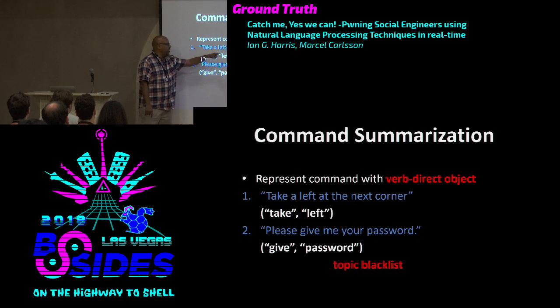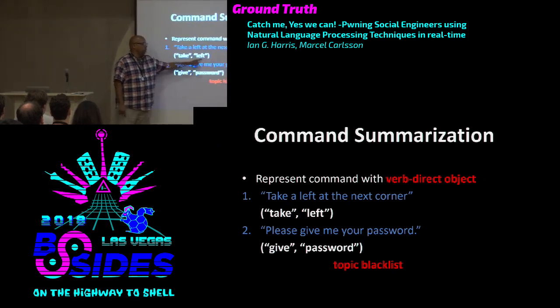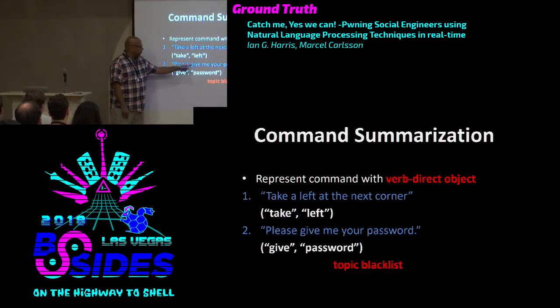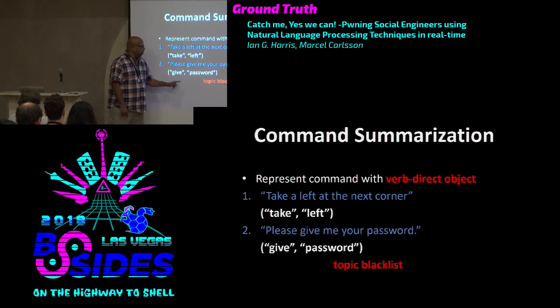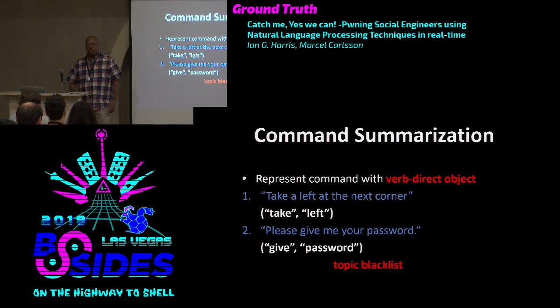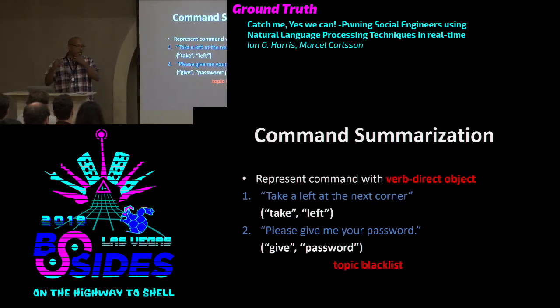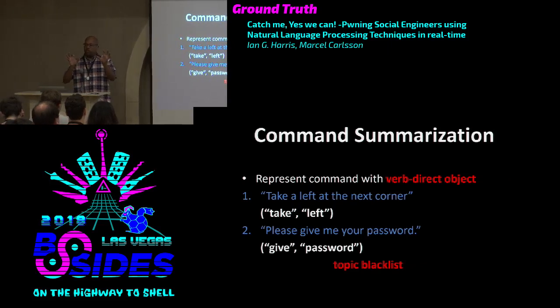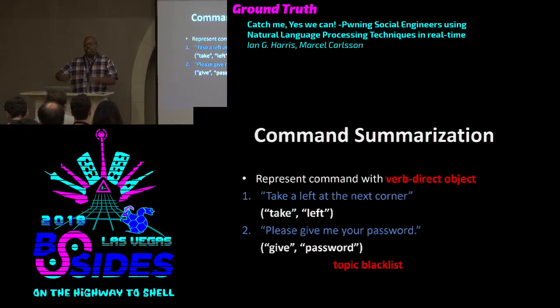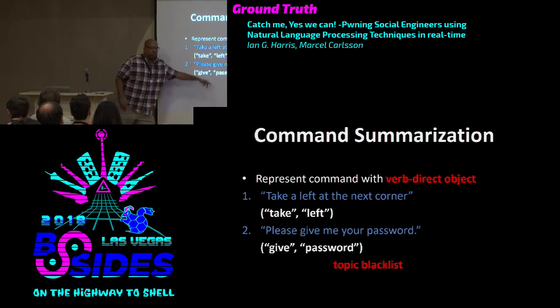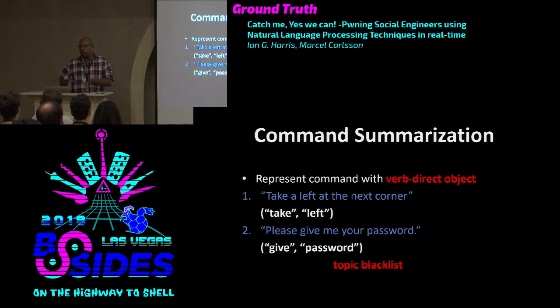So for instance, take a left at the corner. Take is a verb, left is the direct object. Please give me your password. Give is a verb, password is a direct object. So we take the command, find the verb direct object pair, and then we have a blacklist of bad verb direct object pairs. If somebody says give password, that is bad. Right? And we flag that. We look it up in the blacklist, and if we see it in there, then we say it's bad.